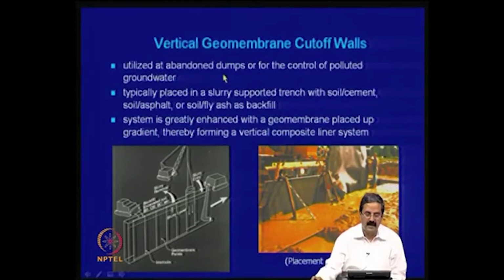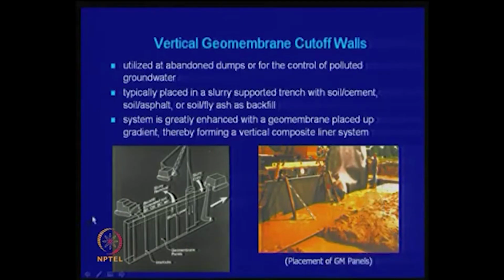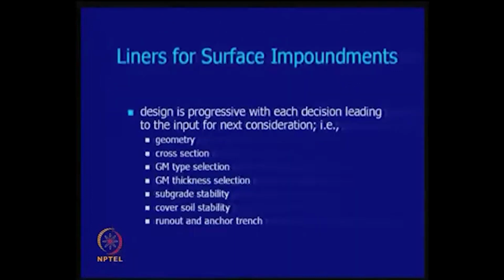This is utilized at abandoned dumps for the control of polluted groundwater, typically placed in a slurry supported trench with soil cement, soil asphalt or soil fly ash as backfill. Both geomembrane plus, this is a geomembrane, you can see that you have a backfill material here. This system is greatly enhanced when the geomembrane is placed up the gradient, thereby forming a vertical composite liner system. So you try to put a material like this in this form, and you are trying to create a barrier or a cutoff. So it is an excellent system which is quite good. We will see some of them later.